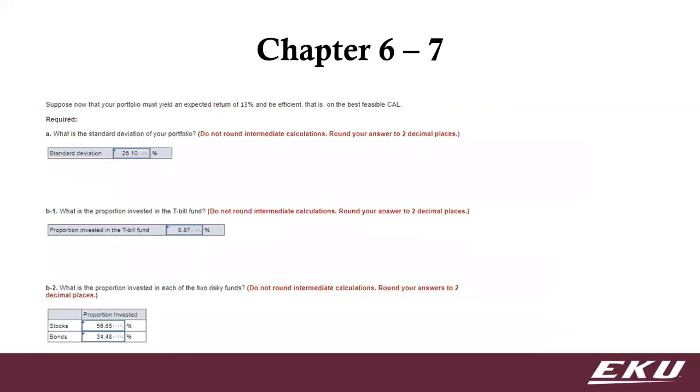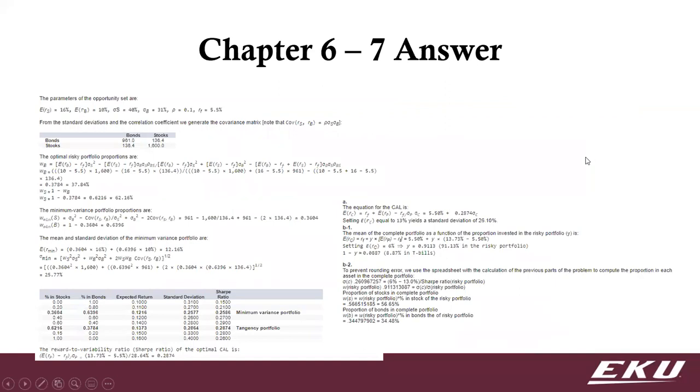And 7. So here's the problem on 7. And here's the answer. So remember, a lot of this, we already calculated those portfolios, but then here's how to get the CAL. There's also a spreadsheet specifically for this problem that's posted.